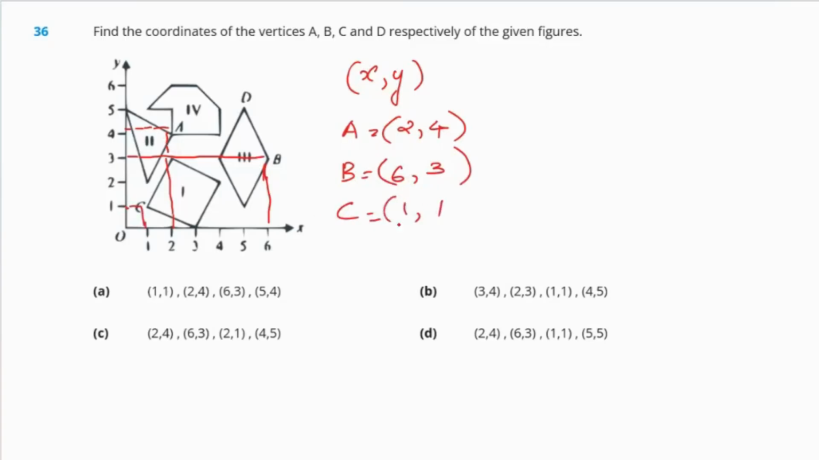So the coordinate is 1, comma 1. And D, when you see, this is 5 on the y-axis and 5 on the x-axis, so that point is 5, comma 5. So the points A, B, C and D are matching 2, 4, 6, 3, 1, 1 and 5, 5. So this is matching with option D. The correct answer is option D.